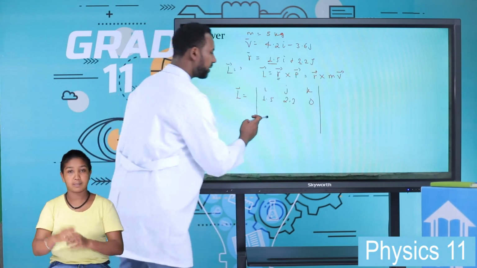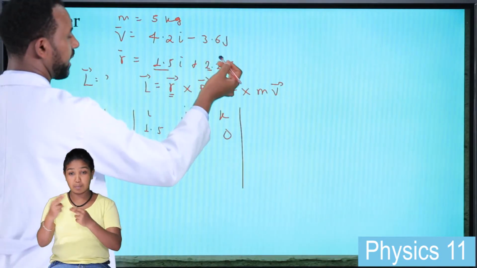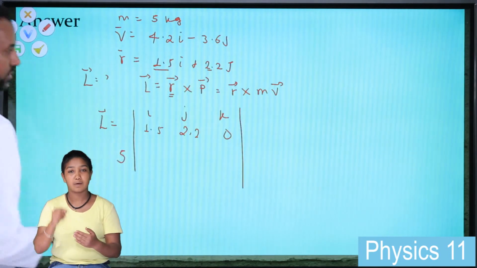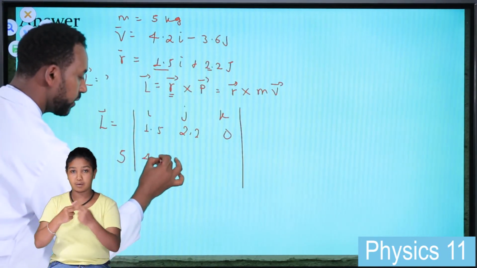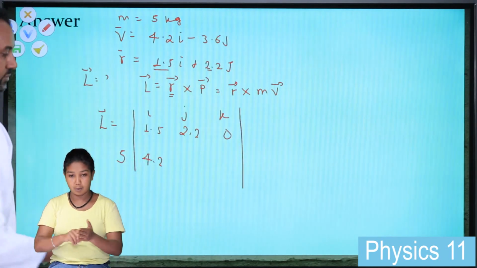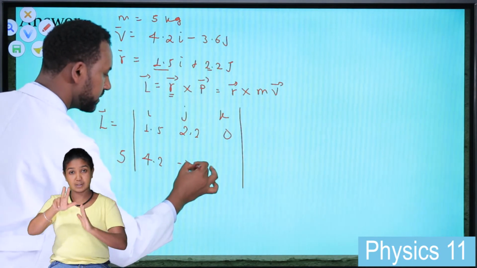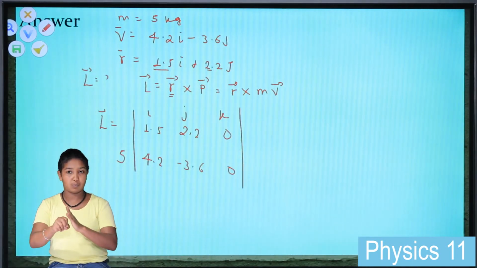How about the momentum? It's possible to multiply this by 5. Therefore, we have 5 as a whole. Then put the velocity: 4.2 in the i minus 3.6 in the j. There is no k value actually.